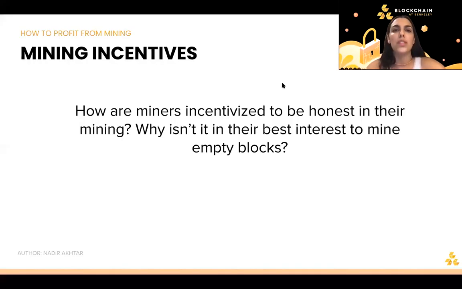Here's a pretty big question. How are miners incentivized to be honest in their mining? We've said that the incentives are aligned, but why isn't it in their best interest to just mine an empty block, to just include that first Coinbase transaction? I know Coinbase is the name of the exchange, but they got their name from this transaction, which is the first transaction in any given block where the miner sends 6.25 Bitcoin to themselves. So why isn't the miner incentivized to just put in 6.25 Bitcoin and then broadcast that block to the rest of the network without putting in anyone else's transactions?